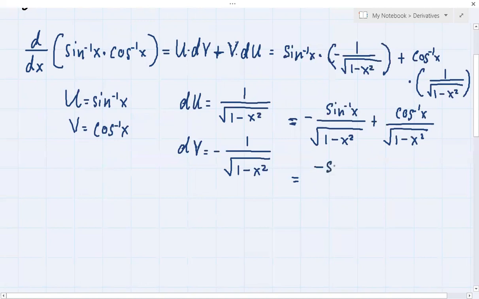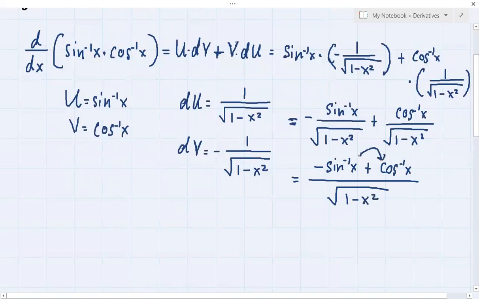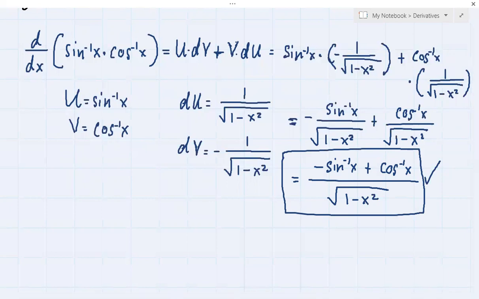Okay, so we will have negative arc sine plus arc cosine all over the square root of 1 minus x squared. You can interchange the position of arc cosine and arc sine. Pwede naman. It's up to you. Either way, this is already your final answer. O, diba? See, it's just medyo madali-dali lang naman, if you know the formula. Okay?